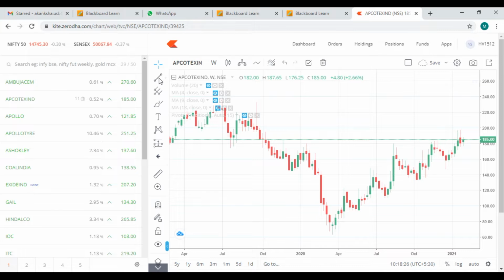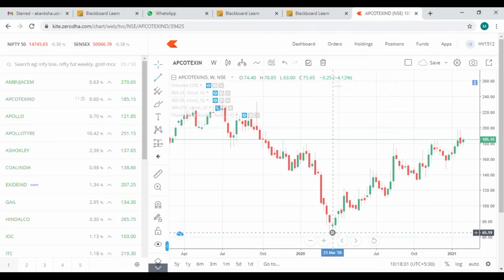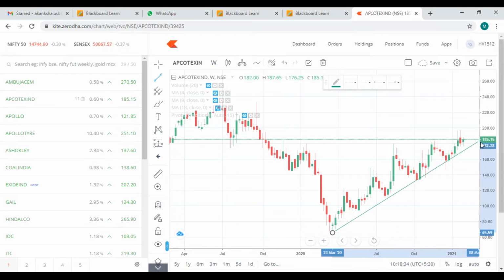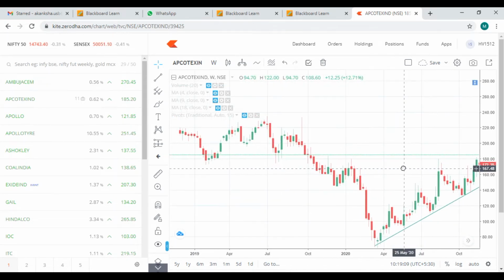So let's take the trend line from here. Pick the trend line. I'm going to start from here and join the lower levels to make a trend line. Okay, so this is a trend line which is formed. It shows that from last year March, the prices are moving continuously in an upward direction. So there is a probability that the prices will keep on moving in an upward direction as today as well, right?